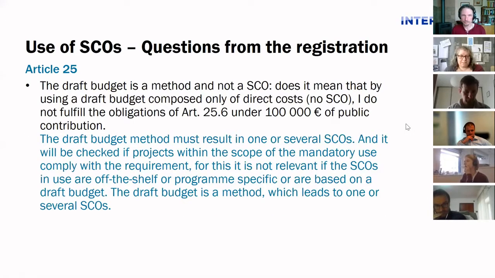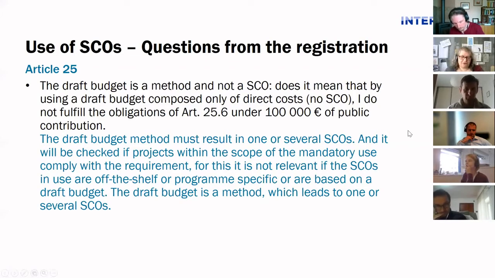The draft budget is a method and not an SCO. Yes, that is absolutely right, and that is very important to keep in mind. Does it mean that by using a draft budget composed only of direct costs, not SCOs, I do not fulfill the obligations of Article 25.6 under 100,000 euros of public contribution, meaning that I have to mandatorily use simplified cost options for the implementation?